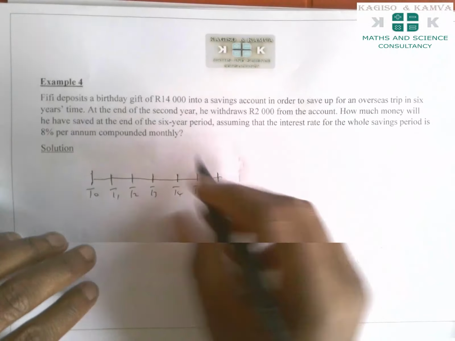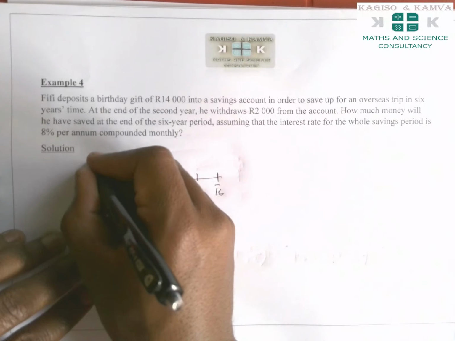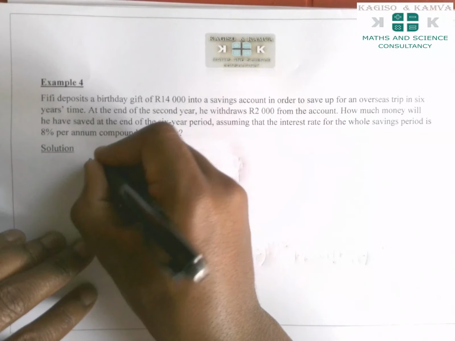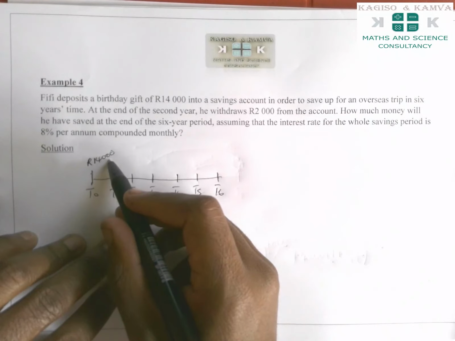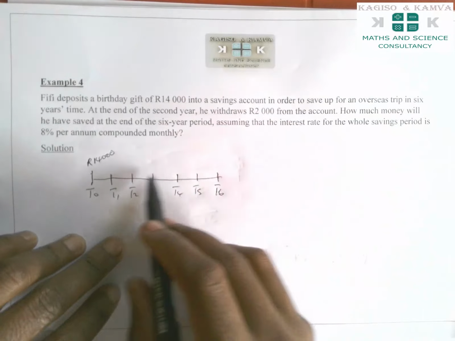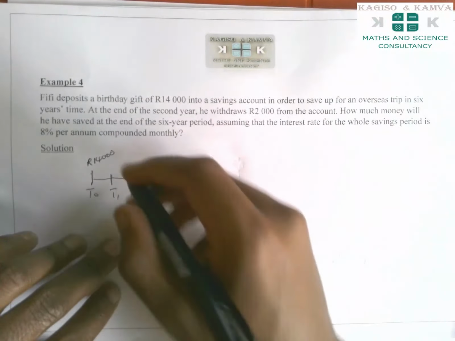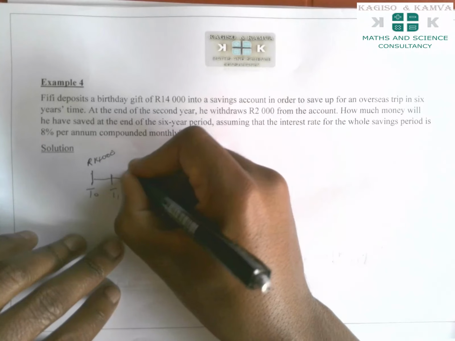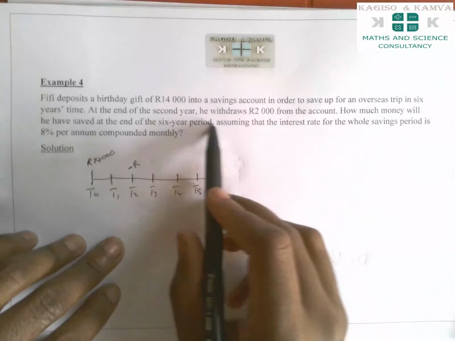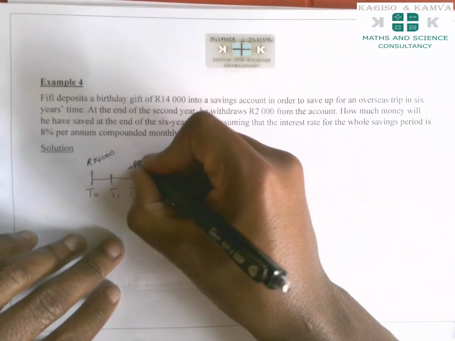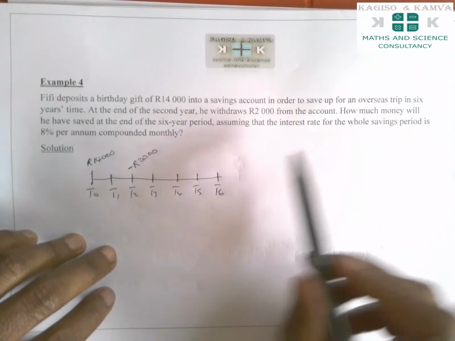So what are we being told here? We know that a birthday gift of 14,000 rands here, and then at the end of the second year he withdraws 2,000. Here he withdraws, you see, minus, because it is withdrawn. 2,000 rands.